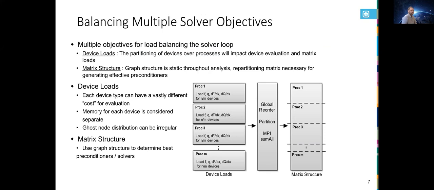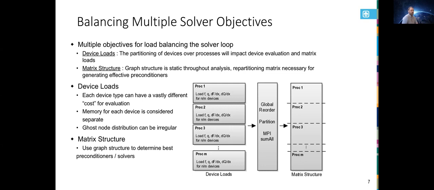And then the other phase that has expense to it is the matrix solve. That's basically once you've loaded all these values into your matrix system, then you actually want to solve it. And what we found is that the optimal parallel partitioning for these two things basically don't have a whole lot to do with each other.